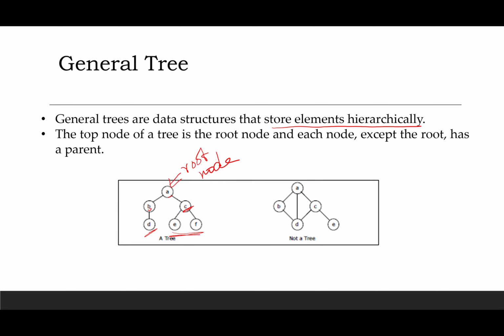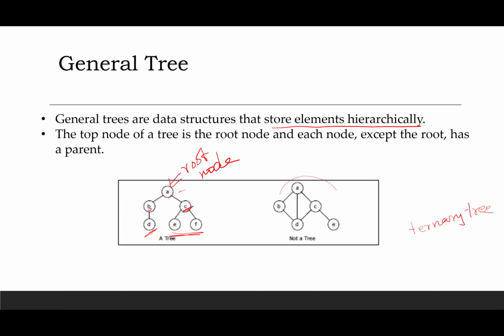A node in a general tree may have 0 or more subtrees. And if a general tree has 3 subtrees, it is called a ternary tree. In this diagram, this is a tree. Root A contains 2 subtrees, B has 1 subtree, and C has 2 subtrees.